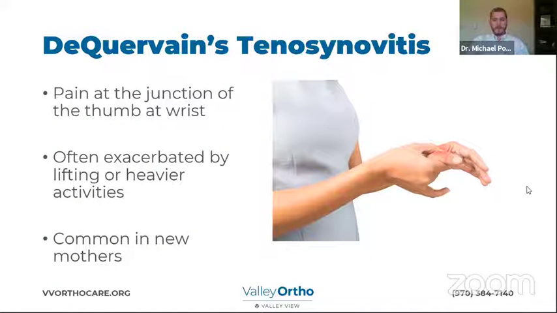So the second tendon condition or tendinopathy I'd like to talk about is what's called Quervain's tendinopathy. It's a bit of a mouthful, but basically it is irritation or inflammation of 2 of the tendons that run to the thumb. Patients will usually get pain in the base of the thumb or on the thumb side of the wrist, exacerbated by lifting or by heavier activities. And it's something that we see quite commonly in new mothers, the thought being that the tendon gets stressed or inflamed as mom is constantly picking up the new baby.